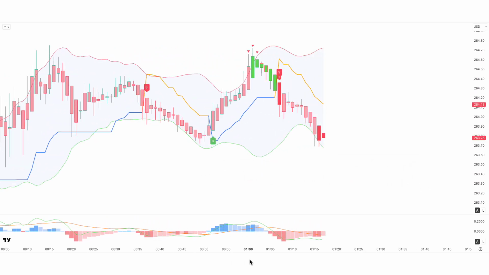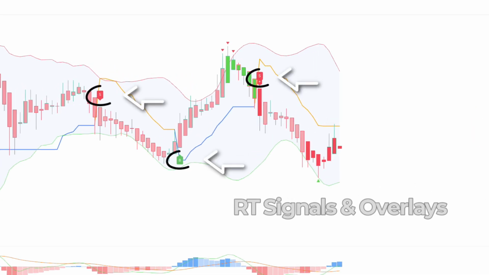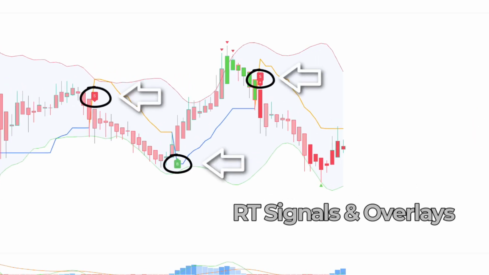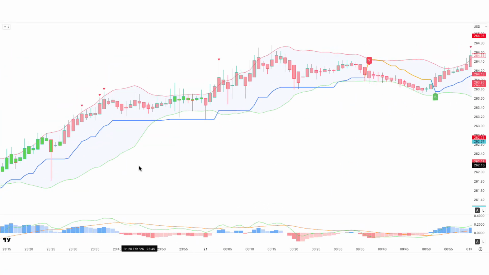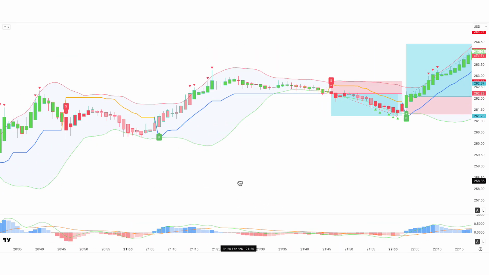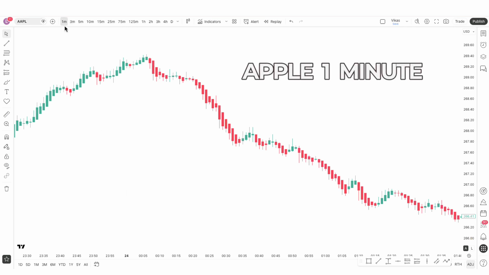First of all, let us know about trading tools. The buy and sell arrow indicator we see in the chart is called the RT Signals and Overlays indicator. Now we tell you how we want to trade. Let's start the video. We open the Apple 1-minute chart.